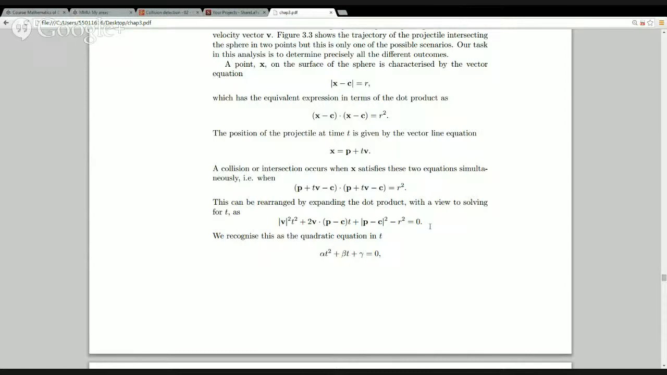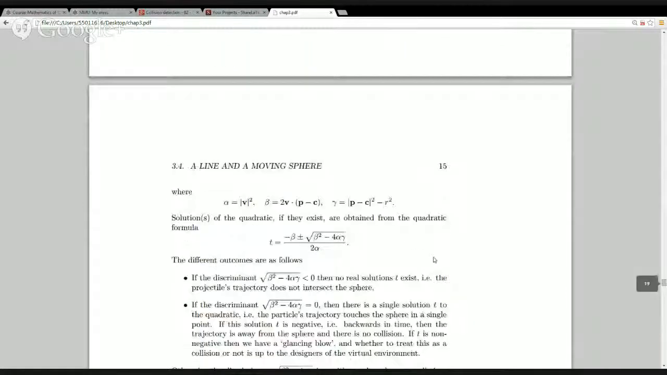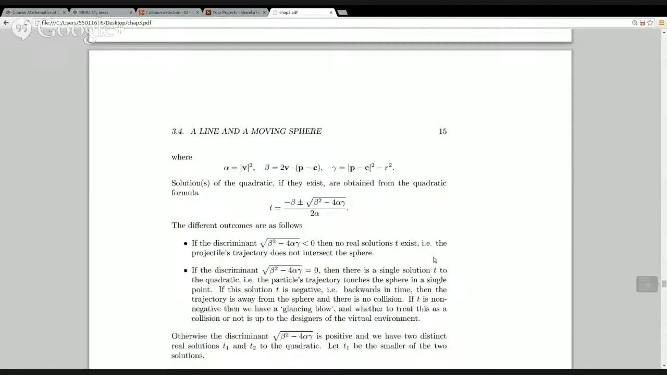Okay, something we're very well familiar with. So we could call that alpha t squared plus beta t plus gamma equals 0, where the coefficients alpha, beta, and gamma are what they are. Norm v squared for alpha, 2v dot (p minus c) for beta, and this combination for gamma: norm of p minus c squared, minus r squared. r is the radius of the sphere, remember? Well, we all know how to solve a quadratic. We don't need to dwell on that. We use the quadratic formula.